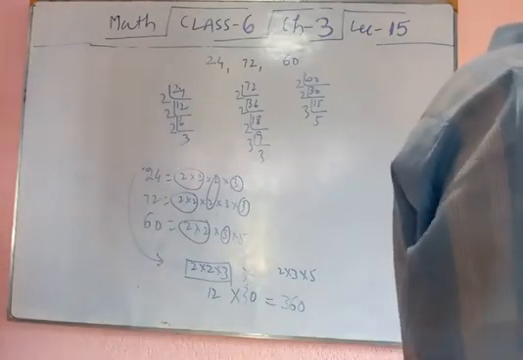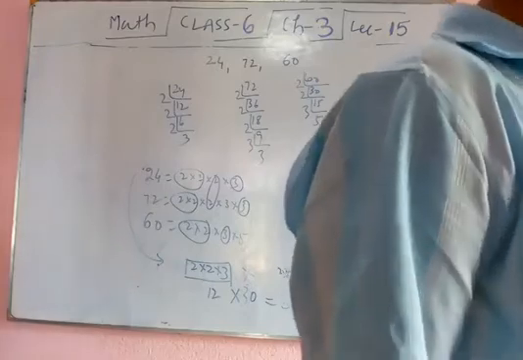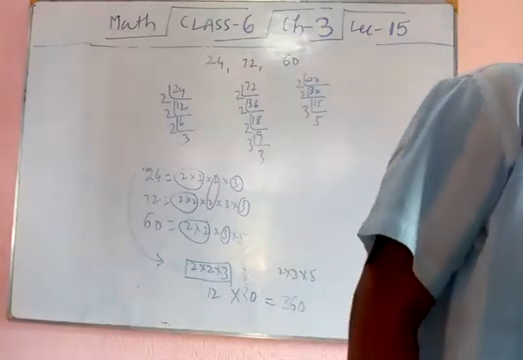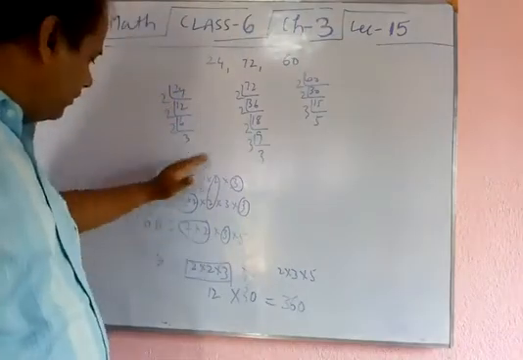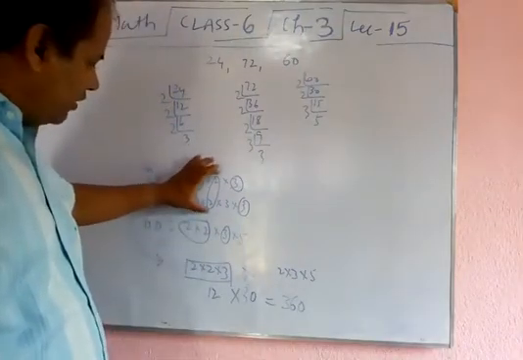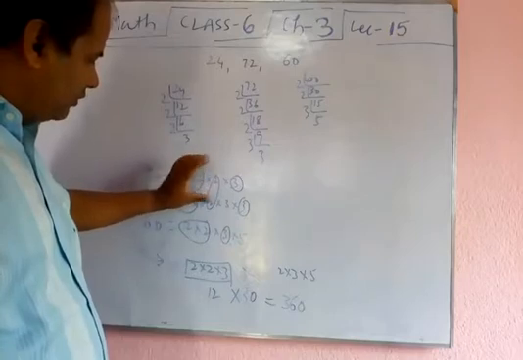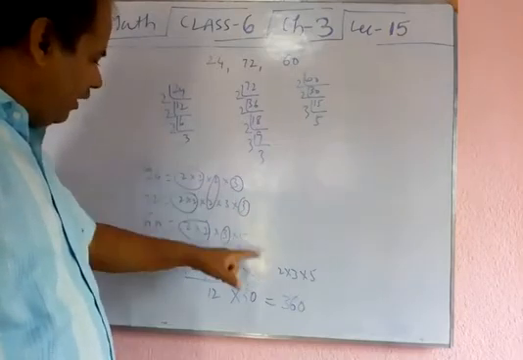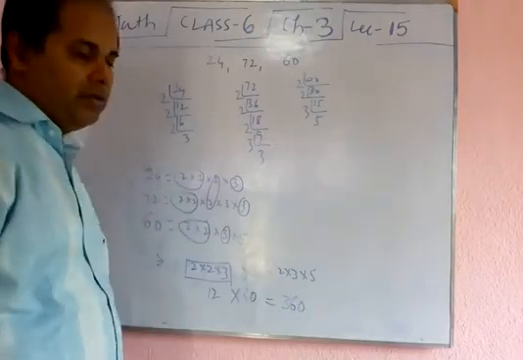Next question. See here, we have to multiply the common factors in all three numbers. These are the common factors in all three numbers. Now this is the common factor between two numbers here. So only one 2 we will consider here.